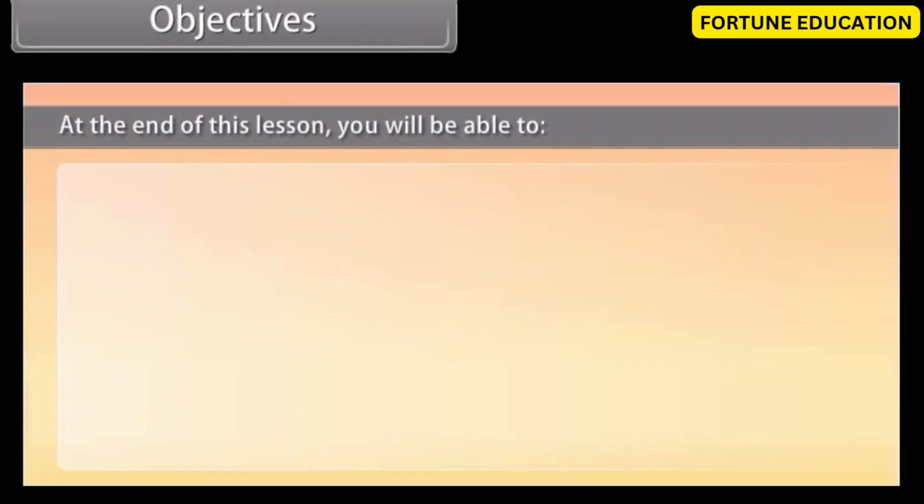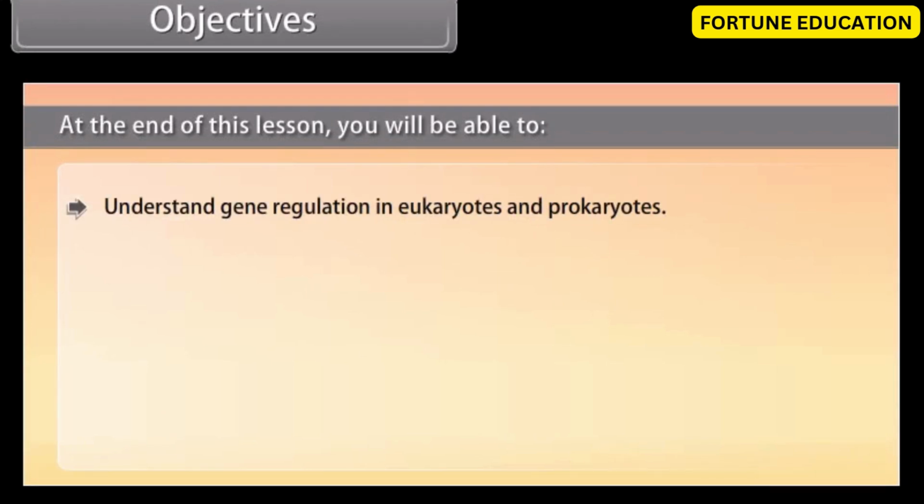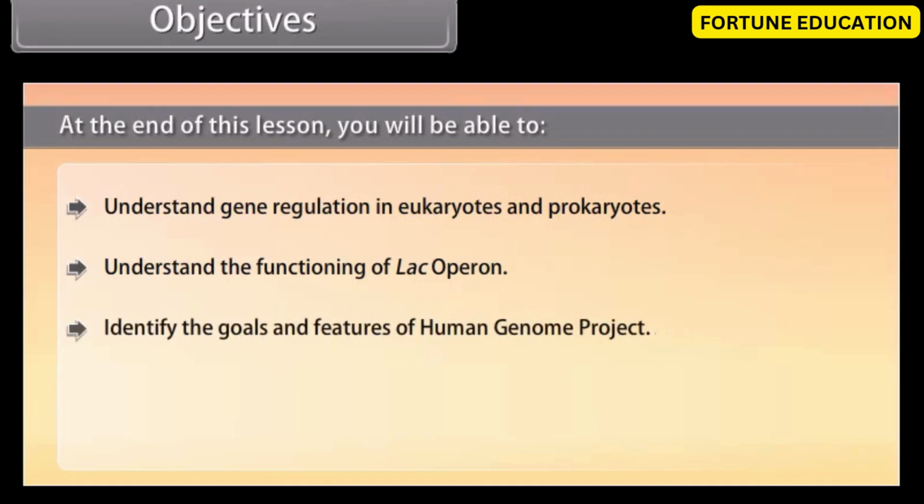Objectives. At the end of this lesson, you will be able to understand gene regulation in eukaryotes and prokaryotes, understand the functioning of lac operon, identify the goals and features of Human Genome Project, and understand the concept of DNA fingerprinting.